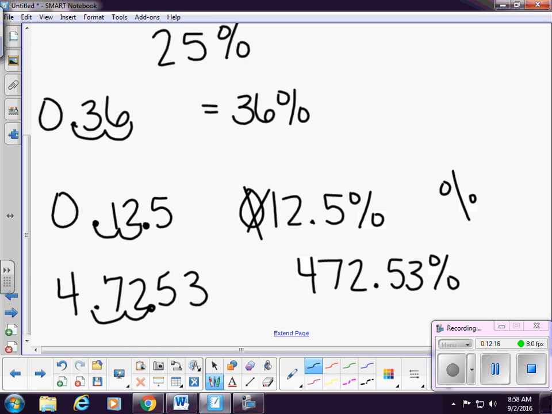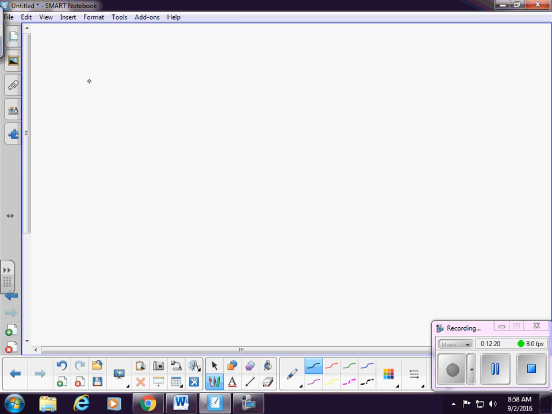All right, what if I have 0.2? How do you change a decimal to a percent? I have to add a 0 because it still has to move 2 places. So for me to move it 2 places, I have to add a 0. Yes. Anybody have a question on that?